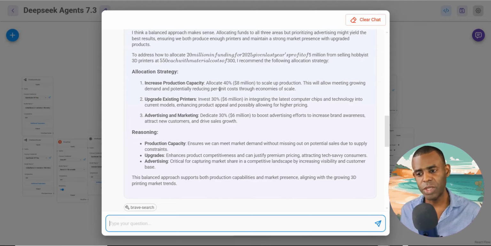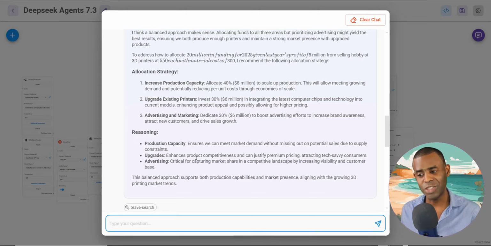All right. So recommendation number two is to upgrade existing printers. Invest 30%, $6 million in integrating the latest computer chips and technology into current models, enhancing product appeal, and possibly allowing for higher pricing. It's a pretty good strategy. And then recommendation number three, advertising and marketing. Dedicate 30%, $6 million to boost advertising efforts to increase brand awareness, attract new customers, and drive sales growth. So let's see here. That is 12. Yep, that's 20. So the reasoning is production capacity ensures we can meet market demand without missing out on potential sales due to supply constraints.